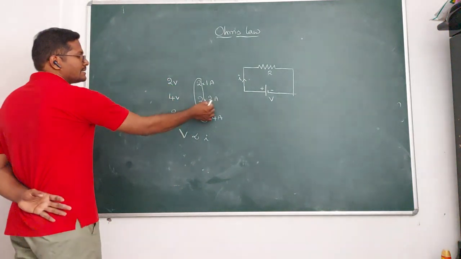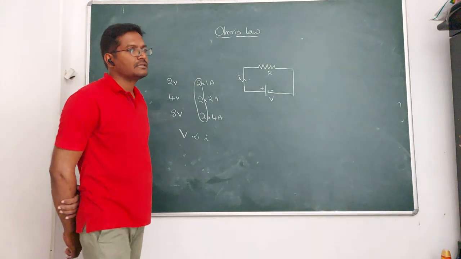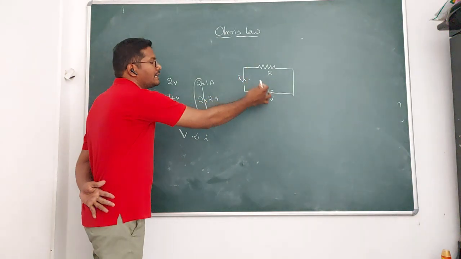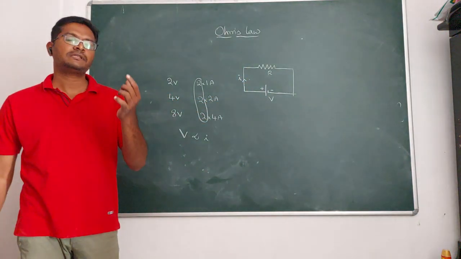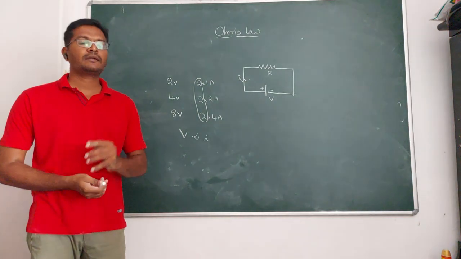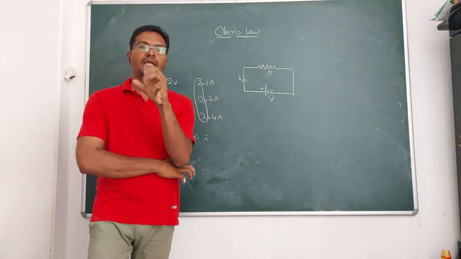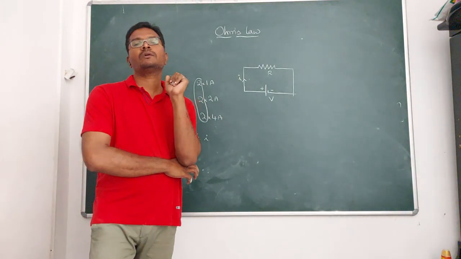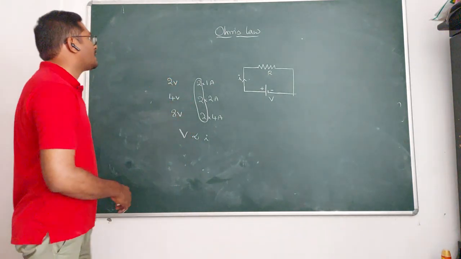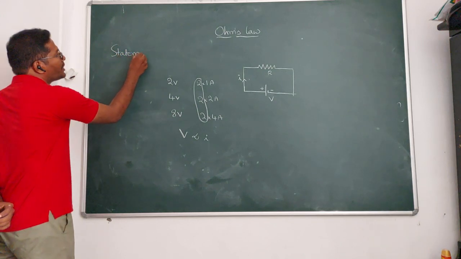So the current increases with increase in the potential difference. That is the statement of Ohm's law. The current flowing through a resistor is directly proportional to the potential difference supplied across its ends, provided the remaining conditions, like pressure and temperature, are constant. These conditions should not change. So you can write the statement of Ohm's law as this. This statement is very important.